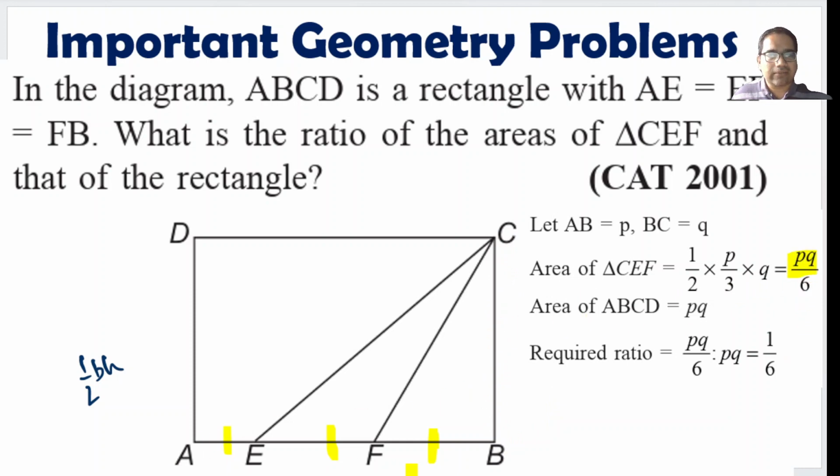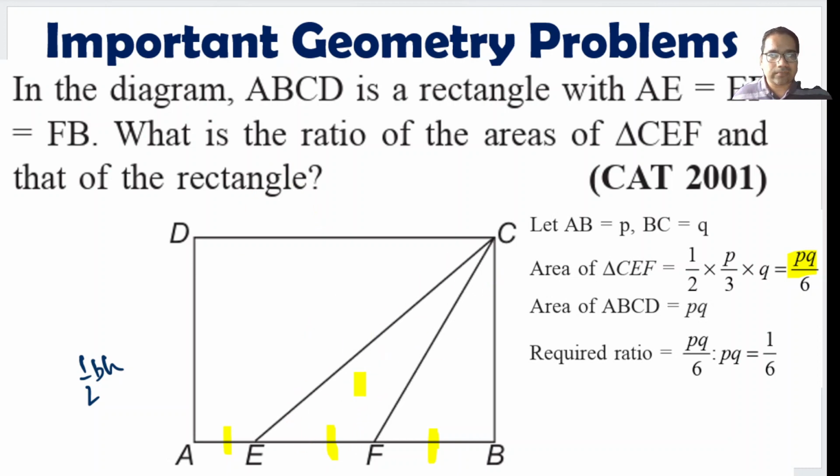Now, what is the overall area of the rectangle? Base into height, AB into BC. This is P and this is Q. So, base into height, this is P into Q. So, area of ABCD is PQ, area of CEF is PQ by 6. What is the ratio? The ratio is 1/6. Basically, 1/6 of the rectangle is this triangle.